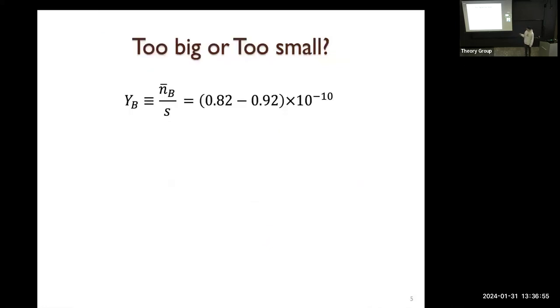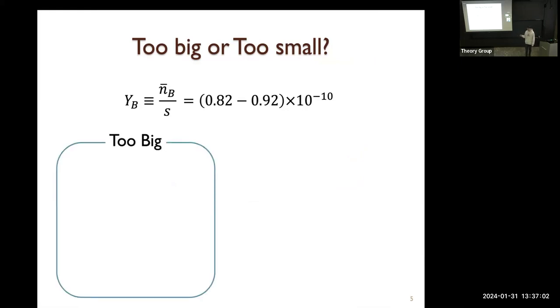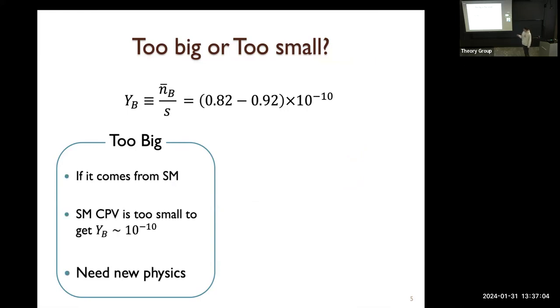Do you think this number, 10 to the minus 10, is too big or too small? Some people may think this is too big if you think this number comes from the standard model. Standard model baryogenesis is too small to get this 10 to the minus 10 number. On the other hand, the standard model phase transition is just a crossover, not a first order phase transition, so there's very little out of equilibrium process. So it is very hard to get this number from the standard model. You may need new physics for this baryon asymmetry.